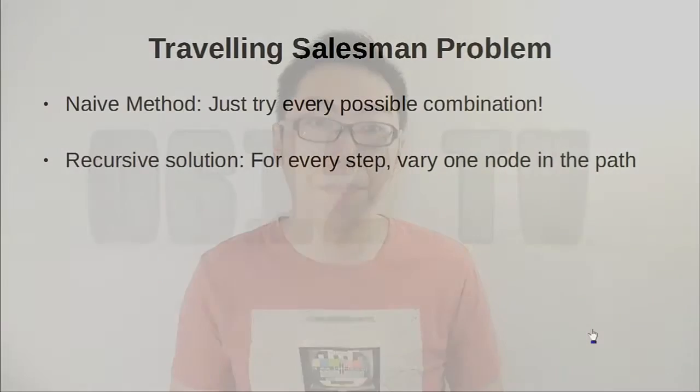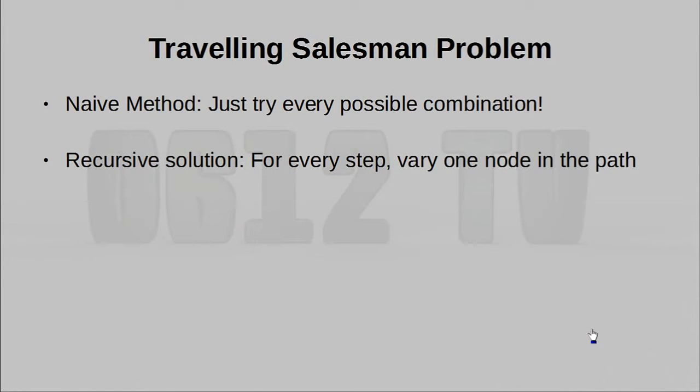So how do we solve this problem? As it turns out, there is a simple naive solution as well as a more complex dynamic programming solution. Obviously, the dynamic programming solution is the better one of the two, but let's start simple by taking a look at the naive method. And that would just be to try every possible combination we can.